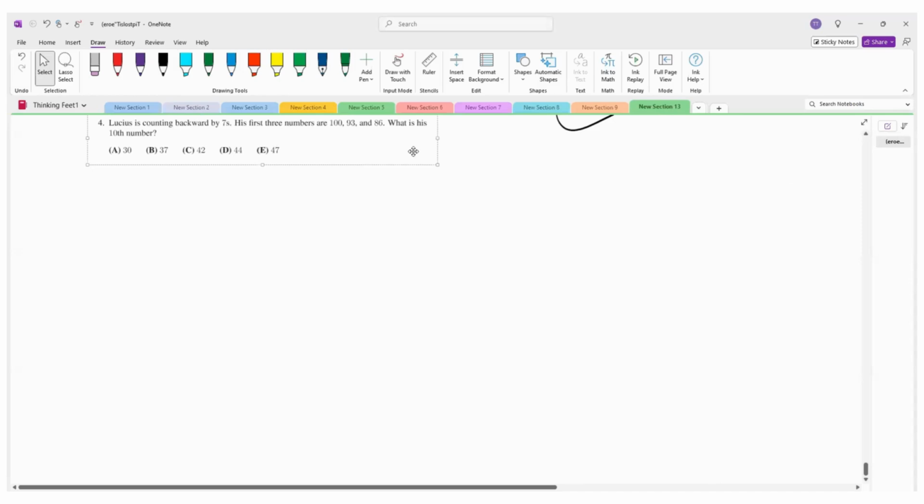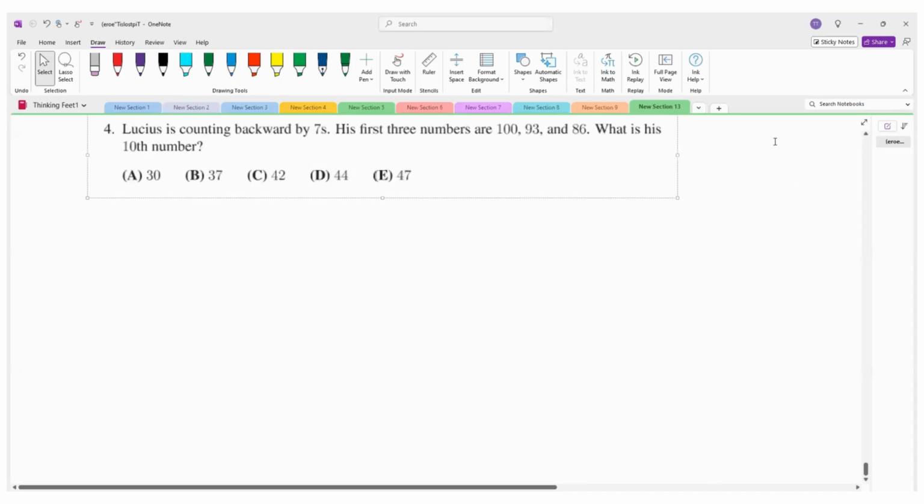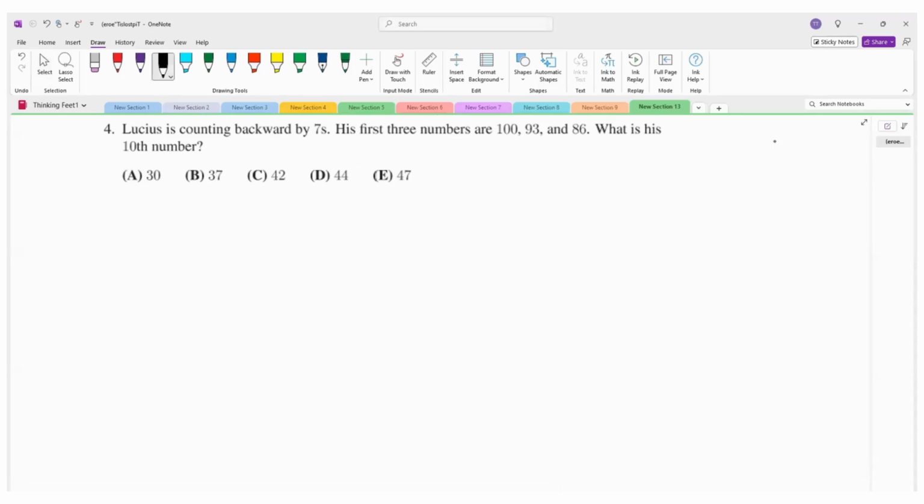All right, look at this. We are counting backwards by 7. First three numbers are 193, 86. What is the 10th number?